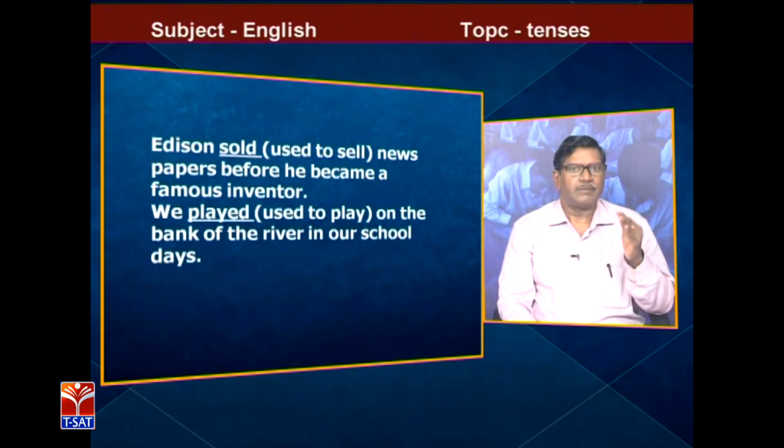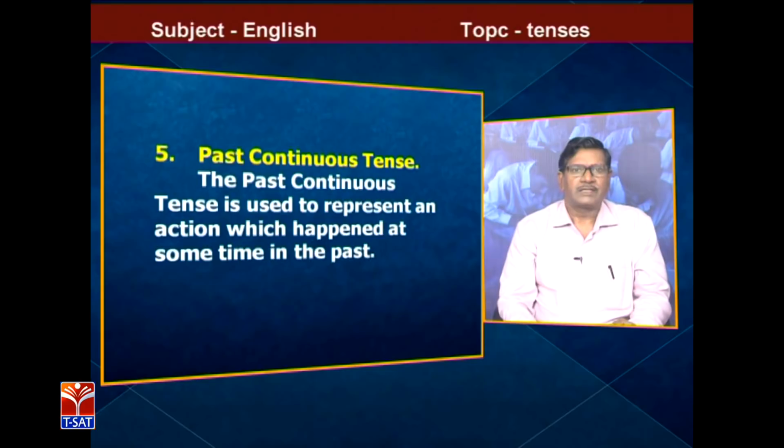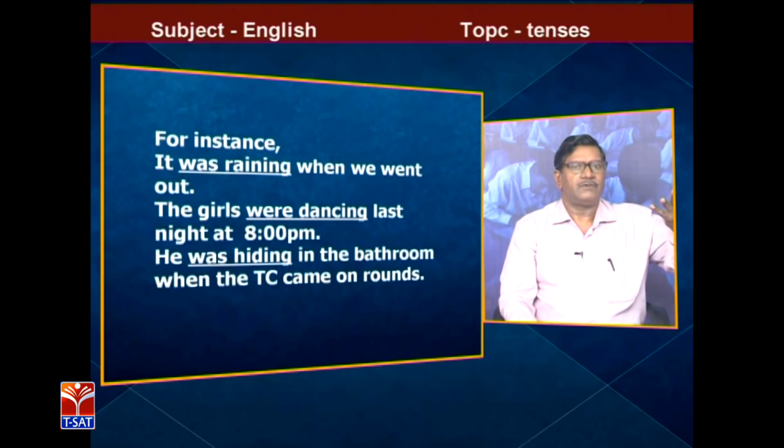So, a habitual action in the past can also be expressed when we use past indefinite tense or simple past tense. Let us see some more incidents. Past continuous tense. The past continuous tense is used to represent an action which happened at some time in the past, say, which was happening. It was raining when we went out. When we went out, it was raining.